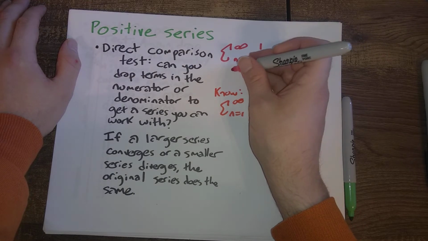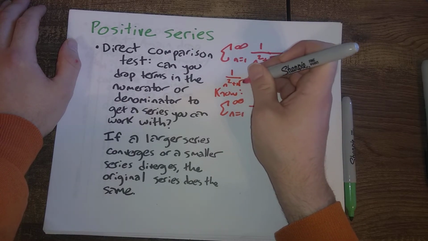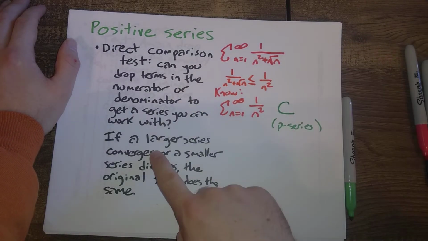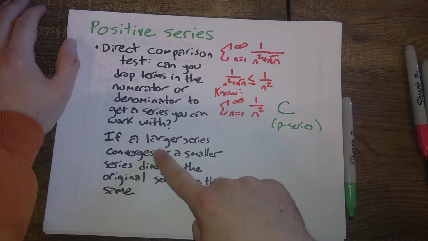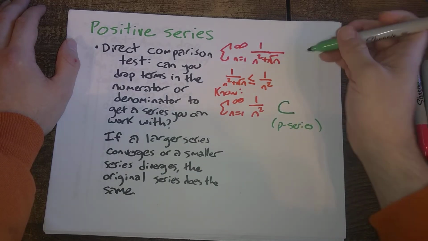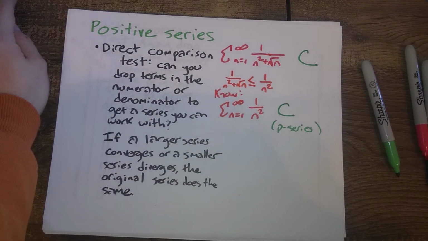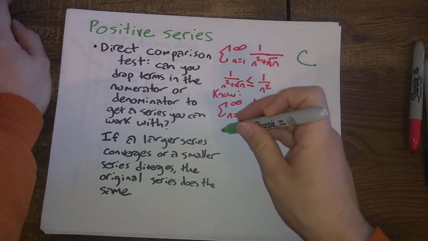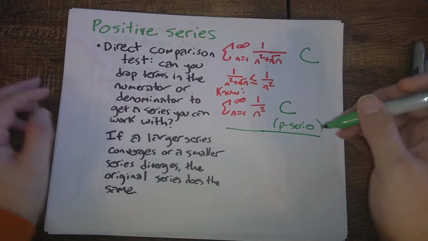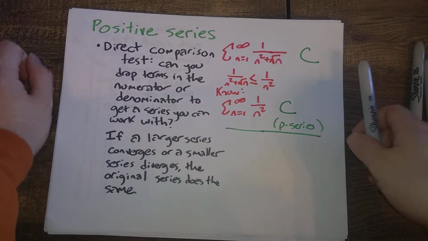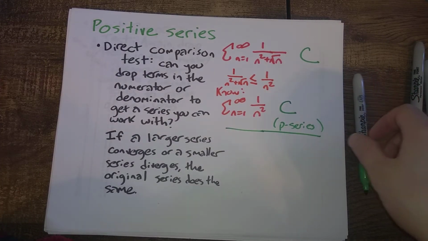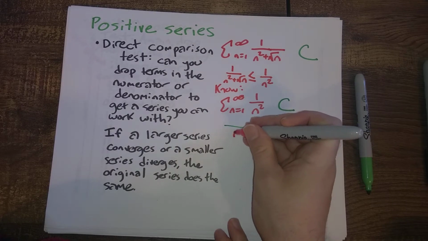And we know that 1 over n squared plus square root n is less than or equal to 1 over n squared. So here we are seeing that a larger series converges, so our original series must also converge. Now you have to be careful though, because sometimes you want to drop terms in the numerator or denominator, but sometimes you have the inequality going in the wrong direction.